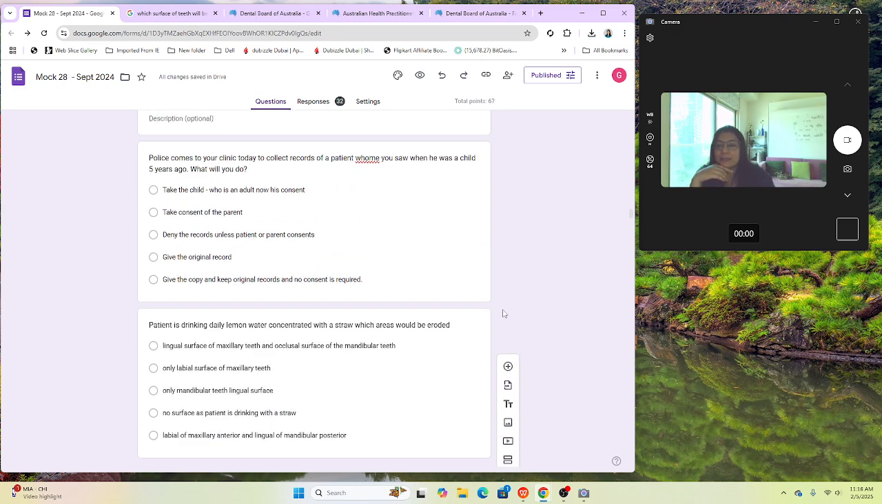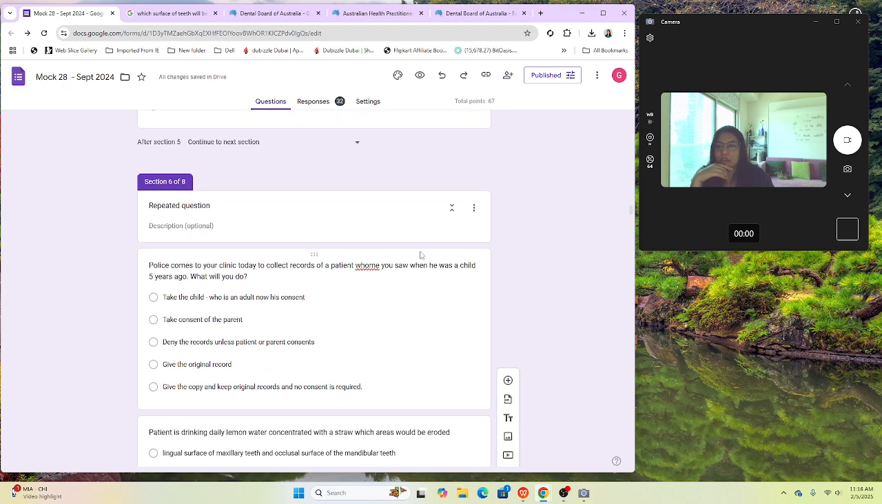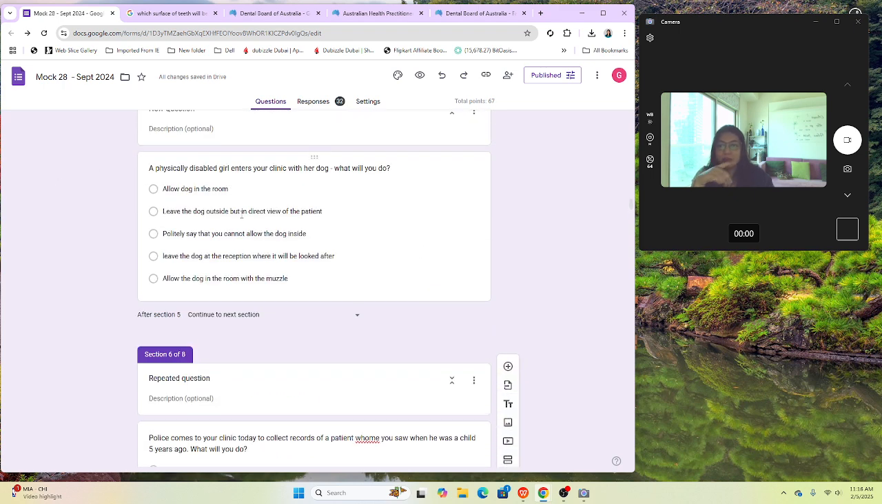So let's start. Okay, so the first question that I want to solve is one which I've already solved before in another of my videos in detail, but I'm just brushing through it for the benefit of all. A physically disabled girl enters your clinic with her dog. What will you do? Allow the dog in the room. In the room means your operatory room. Leave the dog outside but in direct view of the patient. Politely say that you cannot allow the dog inside.